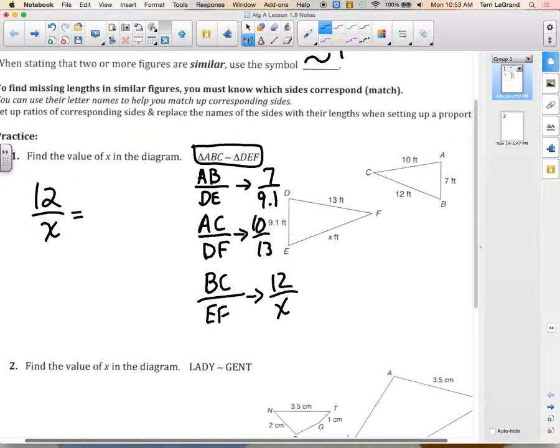So which one do you want to use, Noah? 10 over 13. Don't have to deal with the decimal, right? Okay. And now we'll do our, what's that called? Cross products, yeah, cross multiplication. So we're going to do X times 10 is equal to 12 times 13.